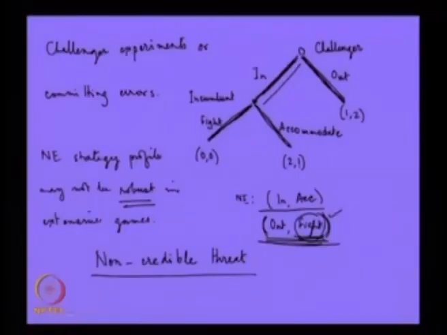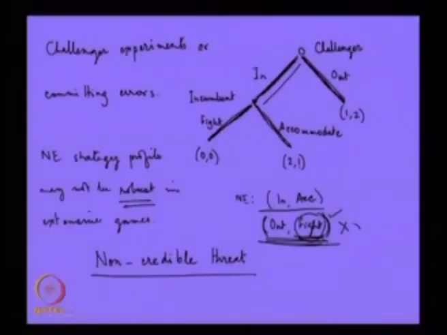But if he thinks more carefully, and looks into the structure, and sees that if he gets in, it is suboptimal for the incumbent to fight, then he will figure out that this is not credible. That's why we are saying that it's a non-credible threat. So we have to have a better notion or better idea of equilibrium, which rules out this sort of Nash equilibrium, because this is a Nash equilibrium, there is no doubt about it.